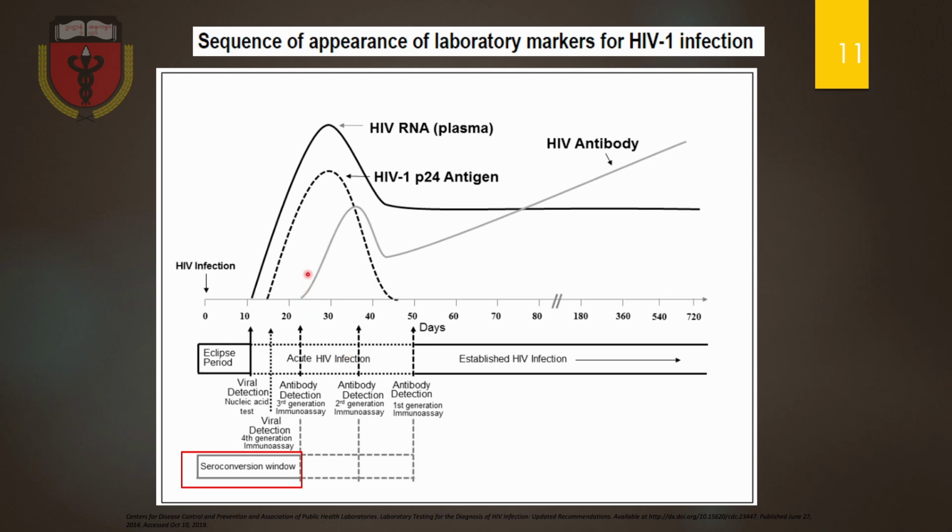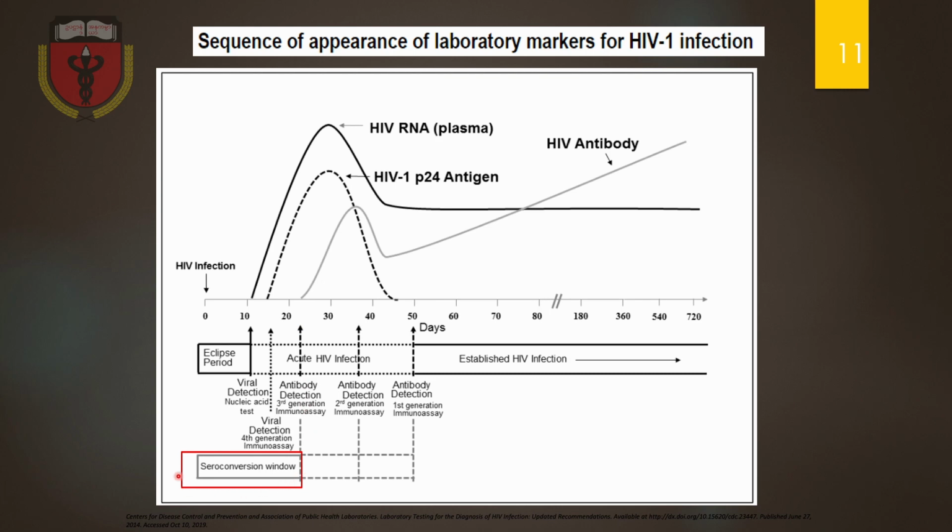And then what about antibody? It takes time for our immune system to process and to make antibodies. So it takes about 3 weeks, a little over 2 weeks. Actually, almost 3 weeks, between 20 and 30 days. That's when HIV antibodies start showing up in the blood. So antibody detection happens here.